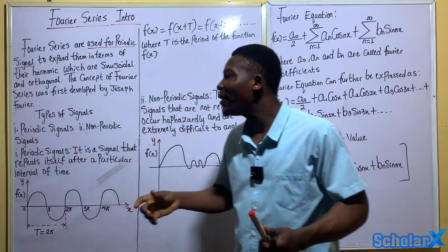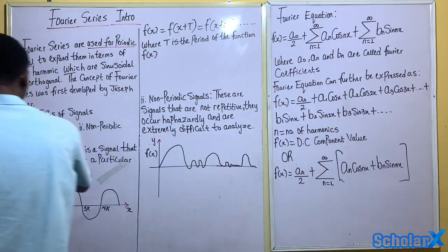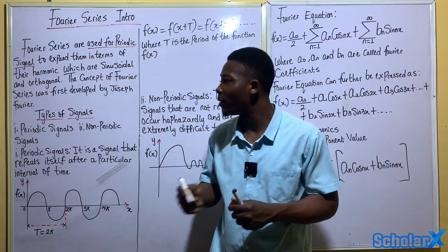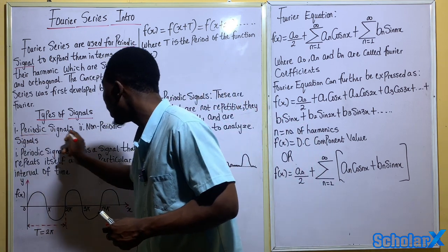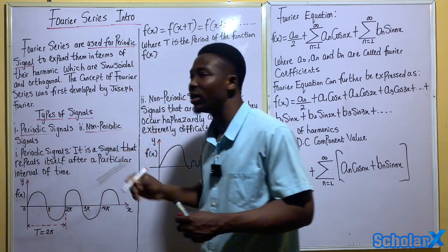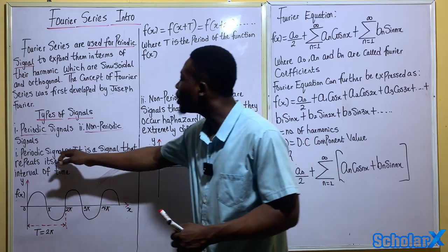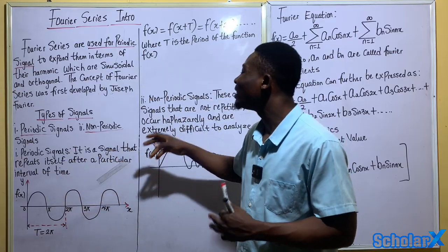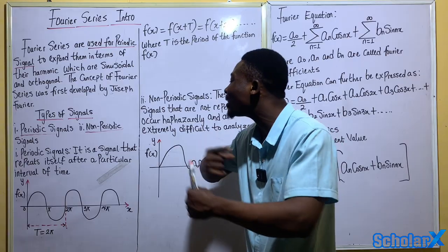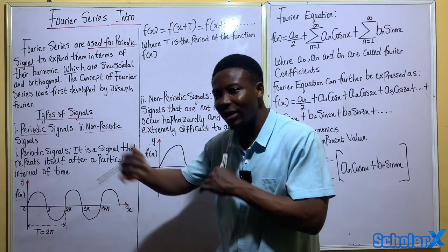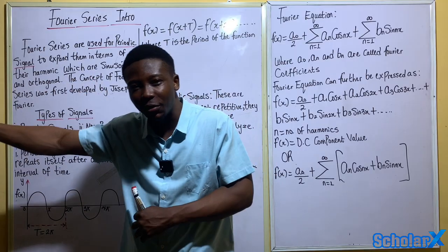Now, we have types of signals. We have two types of signals: the periodic signals and the non-periodic signals. So, what are the periodic signals? A periodic signal is a signal that repeats itself after a particular interval of time. So, for every interval of time, it is repeating itself.